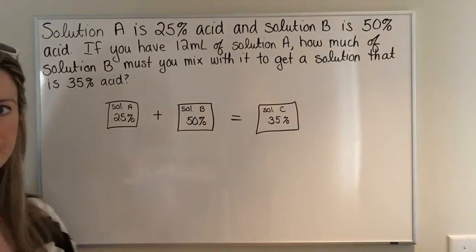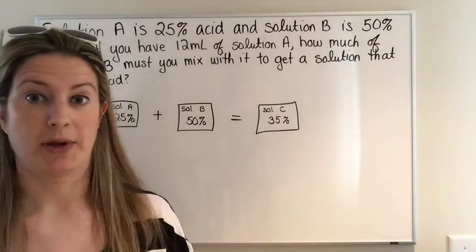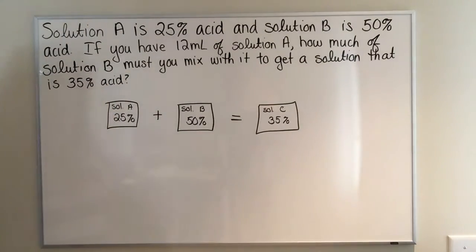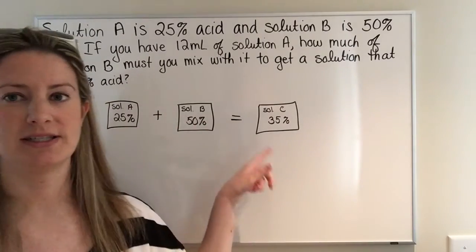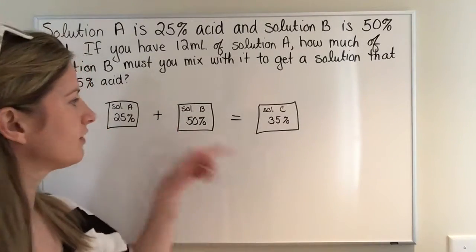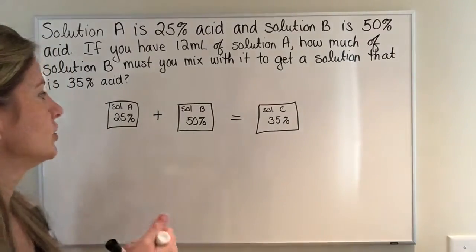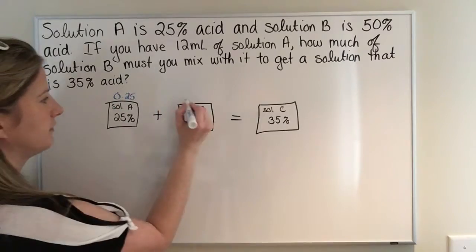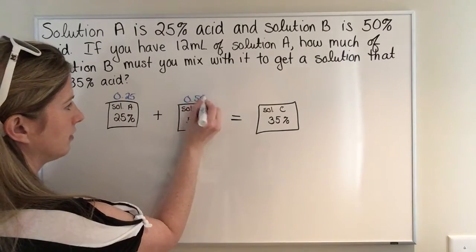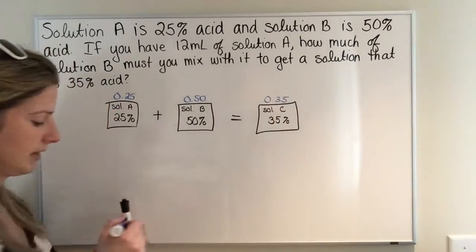Okay? So let's think about what's going on here. I'm going to get some other colors here. The first thing I'm going to tell you to do is get these percents in decimal form, okay? We know 35% means 35 over 100, 50% means 50 over 100, etc. So I'm going to put that on top. So 25% is 0.25, this is going to be 0.50, and this is going to be 0.35, okay?